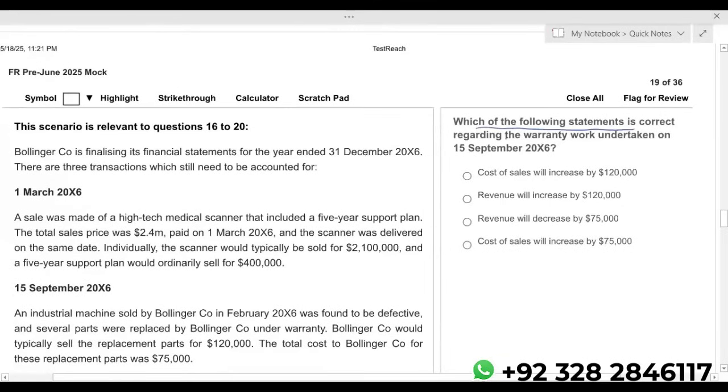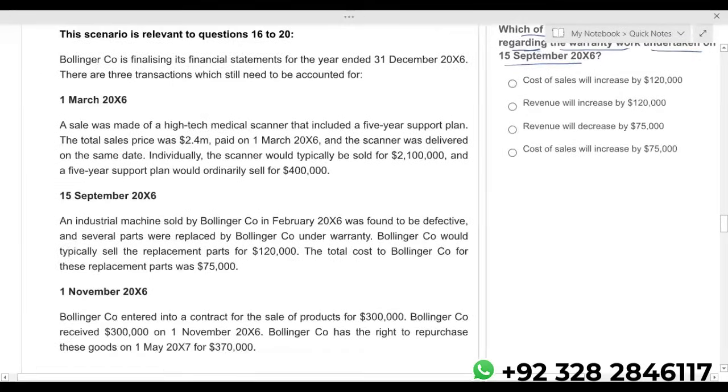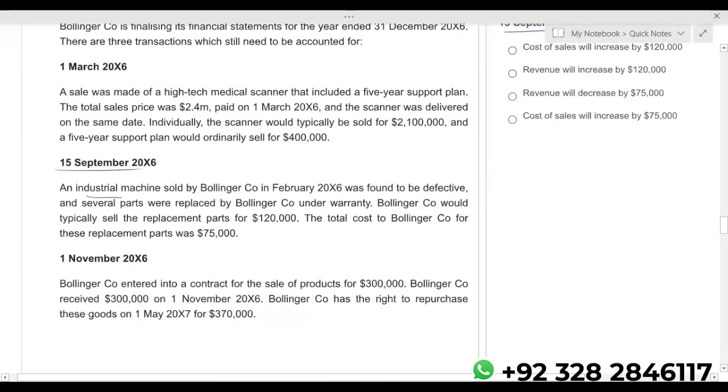Which of the following statements is correct regarding the warranty work undertaken on 15 September X6? Let's see what happened. An industrial machine sold by Bollinger company in February X6 was found to be defective, and several parts were replaced by Bollinger company under warranty. Bollinger company would typically sell the replacement parts for 1,20,000. The total cost to Bollinger company for these replacement parts was 75,000.